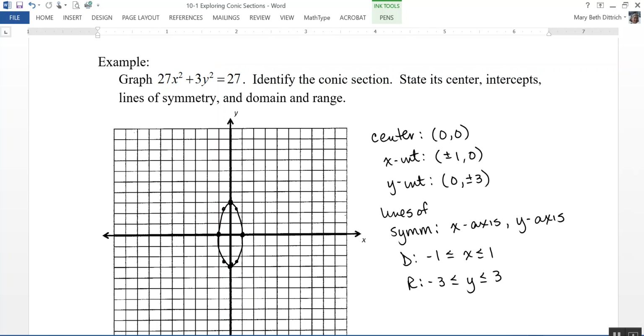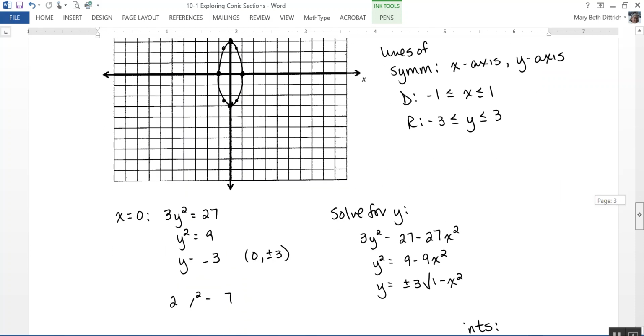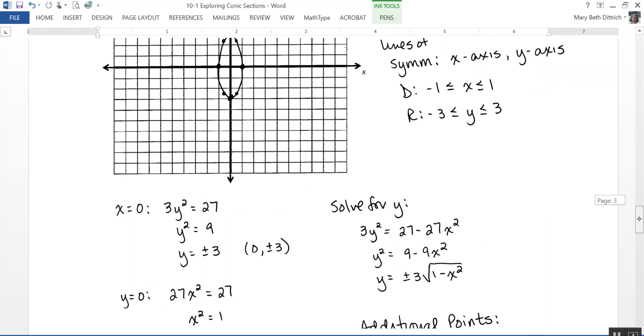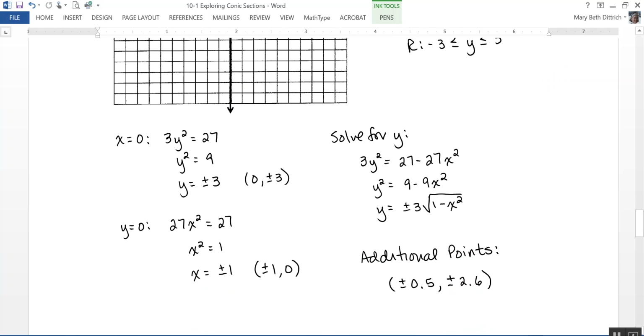When I did this one, I started again with the x and y intercepts, which I've done down here. So I let x equal 0. When I let x equal 0 and I solve for y, I get that y is positive or negative 3. That's going to give me my y-intercepts. When I let y equal 0 and solve for x, I get that x equals positive or negative 1. And I graphed those on the graph.